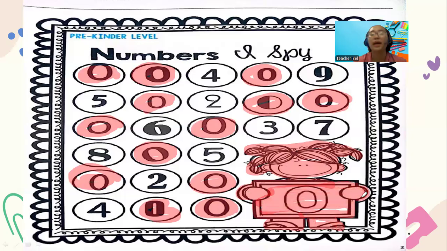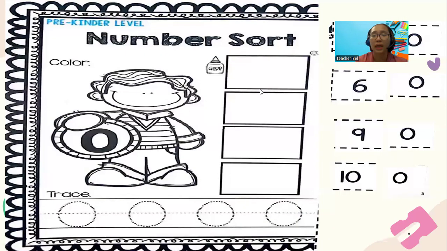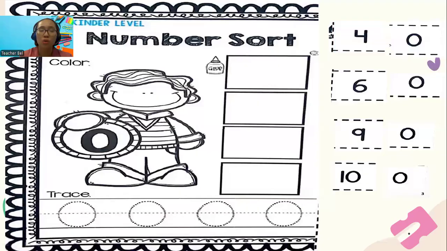Okay, you're done already with this work. If you are done, good job. But if you're not yet done, pause the video. Play it again once you're done. But I'll be erasing for this worksheet and I'll be moving to the next one. And that is to find all our zeros. So here, let's go do the number sort.